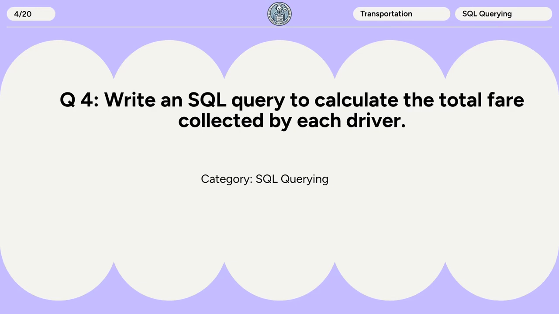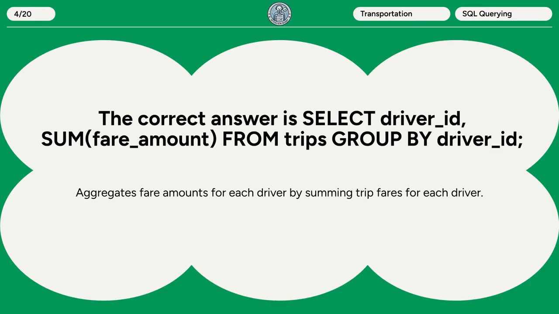Question 4. Write an SQL query to calculate the total fare collected by each driver. The correct answer is: SELECT driver_id, SUM(fare_amount) FROM trips GROUP BY driver_id. Aggregates fare amounts for each driver by summing trip fares for each driver.